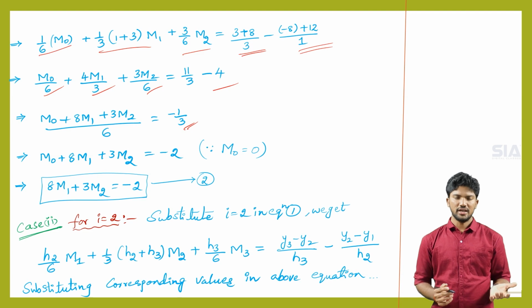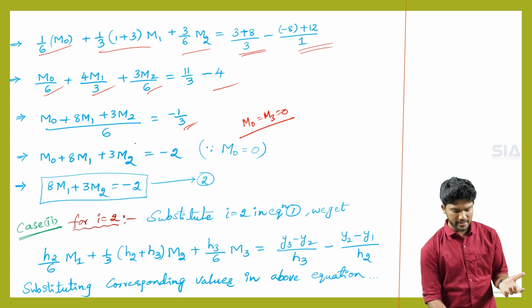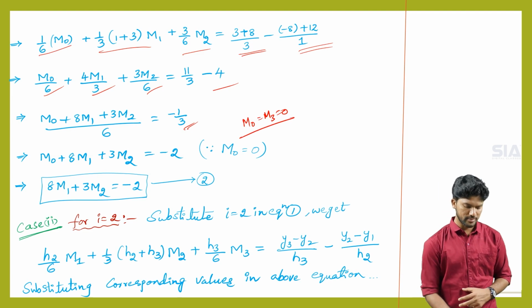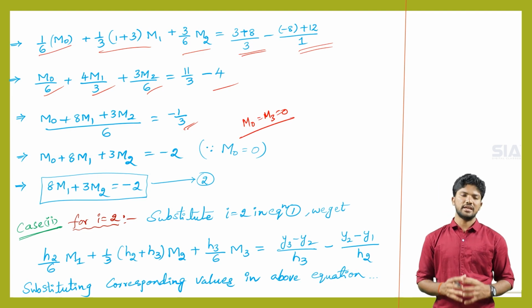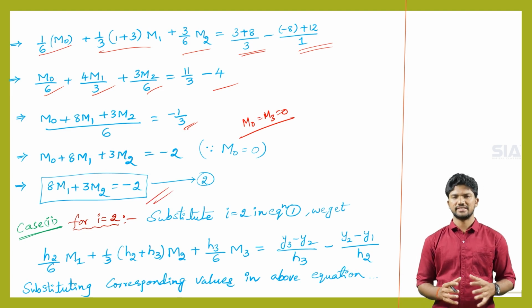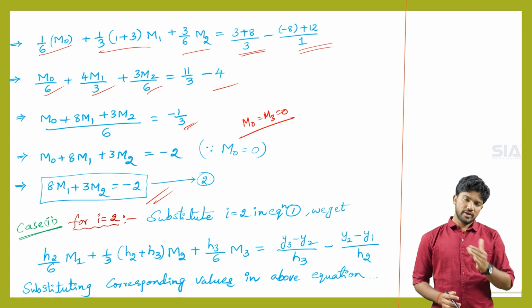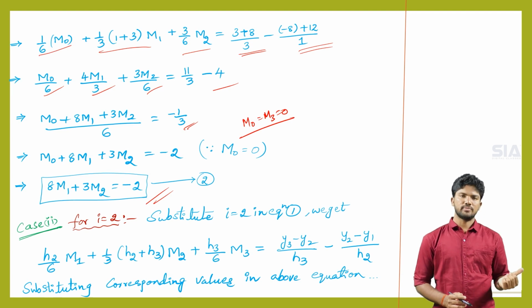Since by the natural cubic spline we have m0 is equal to m suffix 3 is equal to 0, wherever you have m0, substitute the value 0. What do you get? 8 capital M1 plus 3 M2 is equal to minus 2. Okay, so that is taken as equation number 2. So that is case 1, we got equation number 2 in terms of capital M's.